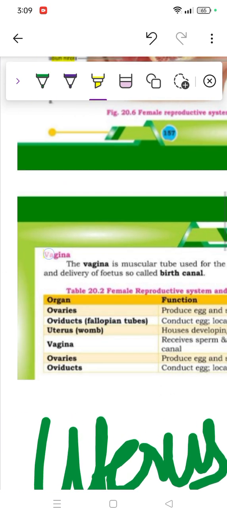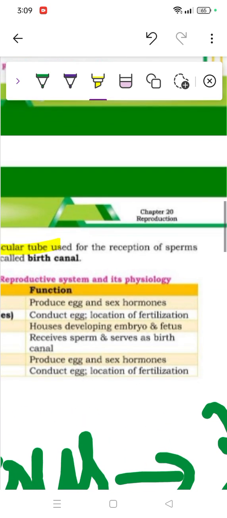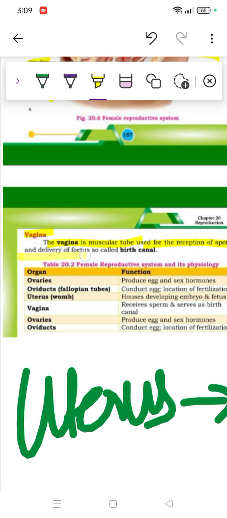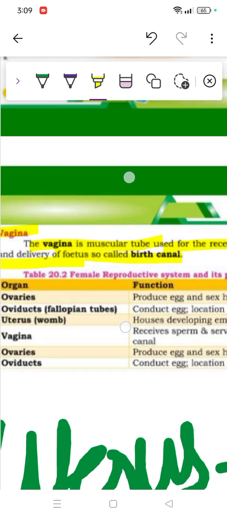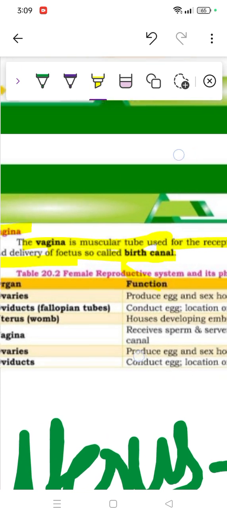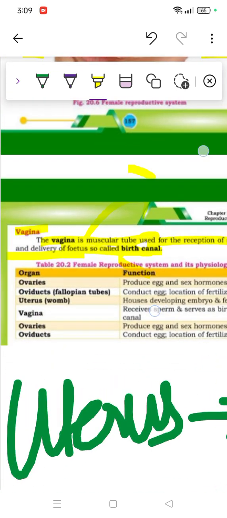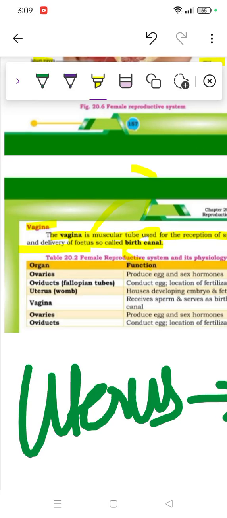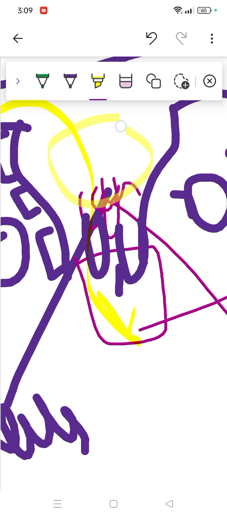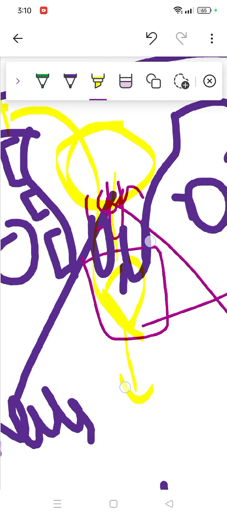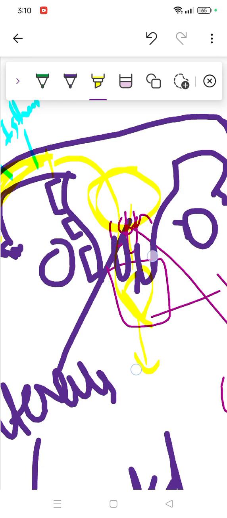So, the vagina. It is a muscular tube used for reception of sperm and delivery of the fetus, so it is called the birth canal, as I mentioned. But mostly we say the cervix and vagina together are called the birth canal. The vagina is a muscular tube-like structure used for reception and for delivery of the fetus. If a baby is placed here, it will go down, and the vagina is the last opening and the last part. From here the baby goes out of the body at delivery time.